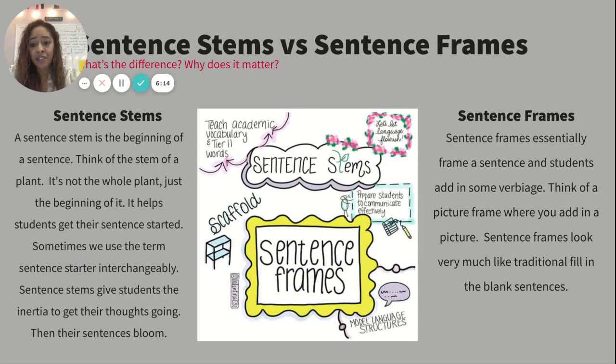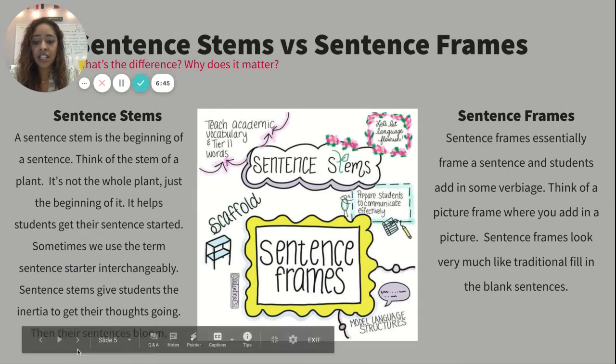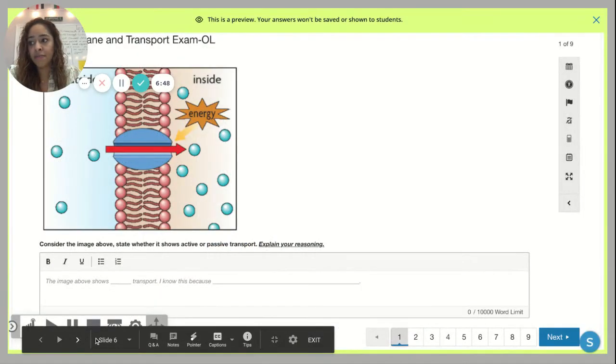Now, thinking about the other side, sentence stems are scaffolds for English learners, again, at any level. The difference is that the frame is closed ended and the stem is open ended. So by thinking of the end in mind, you can differentiate sentence stems or sentence frames to help English learners progress from whatever their current proficiency level is to the goal of where they're going to be at the end of the year. So let's take a look at an example of this.